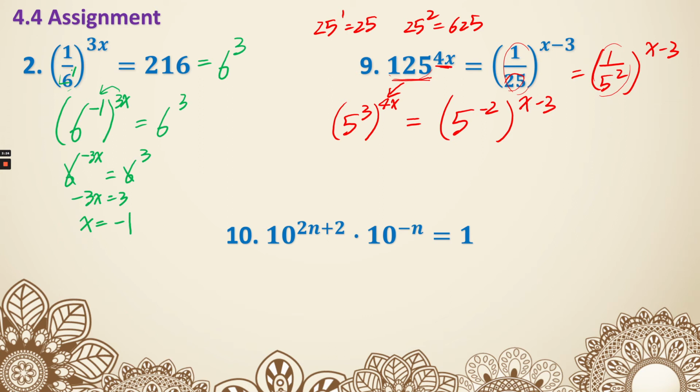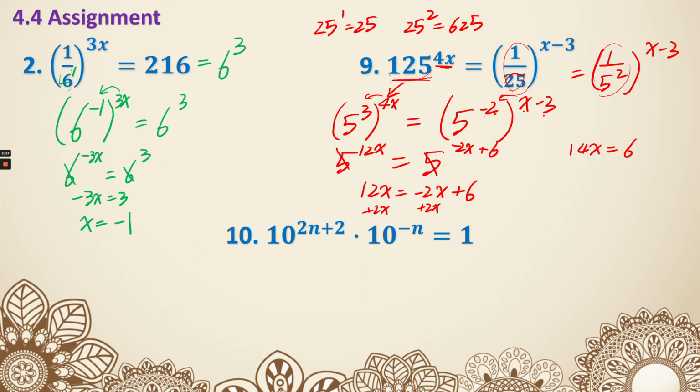Now both sides have parentheses, which means I'm going to need to distribute it. So I'm going to need to multiply the outside exponent with the inside exponent. Left side, 3 times 4x is 5 to the 12x. Right side is negative 2 times x, then negative 2 times negative 3. So it's going to be negative 2x, and negative 2 times negative 3 is plus 6. Now they have the same base. I can get rid of the base. So 12x equals negative 2x plus 6. Add 2x on both sides. We get 14x equals 6. Divide both sides by 14. x equals 6 over 14, which simplifies to 3 over 7. And that is question number 9.